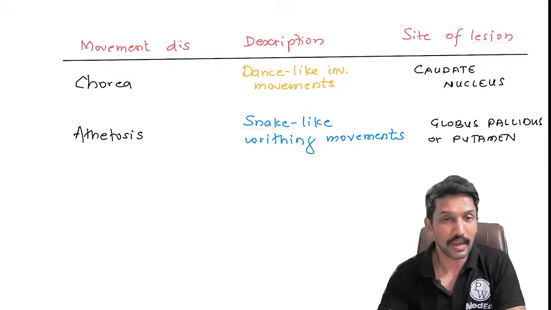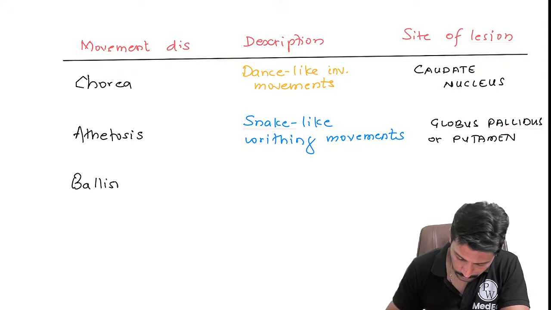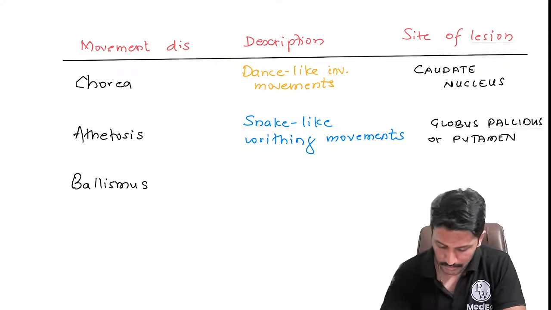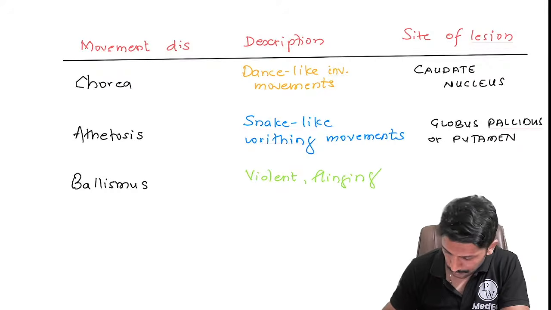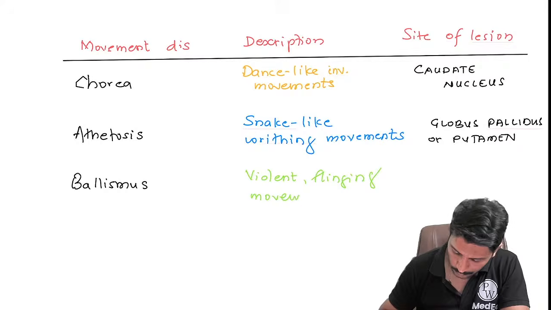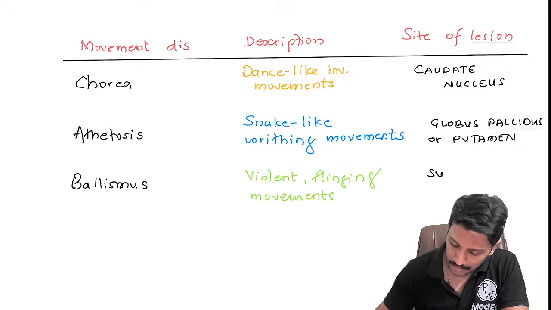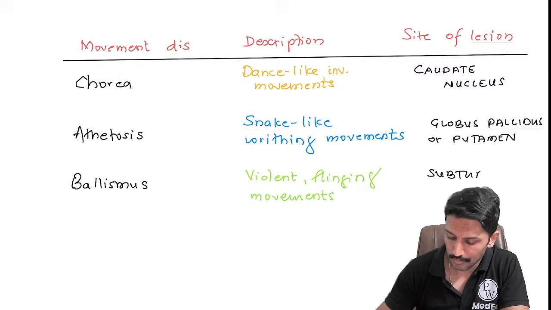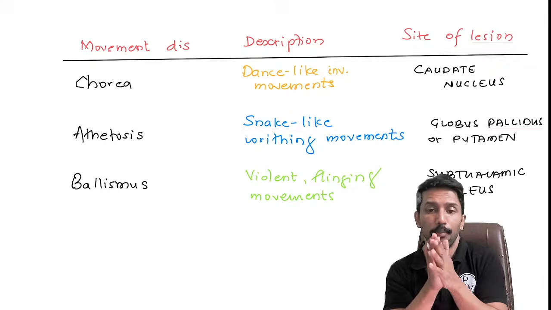They can produce athetosis. The third one is ballismus. So what is this ballismus? Ballismus is usually described as violent flinging movements, which is due to a lesion in the subthalamic nucleus. Lesion is in the subthalamic nucleus. Then we call it ballismus.